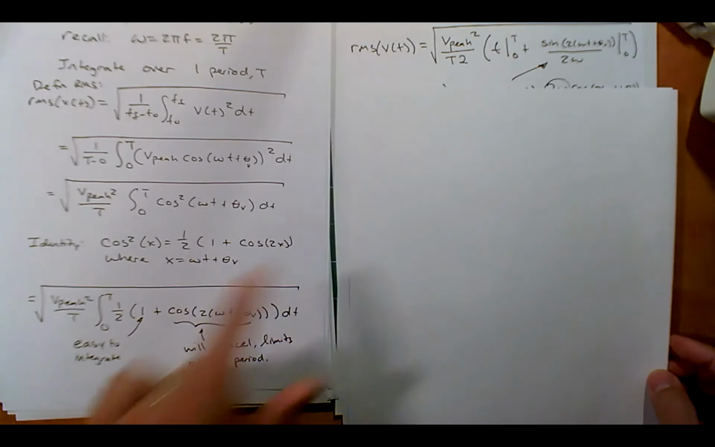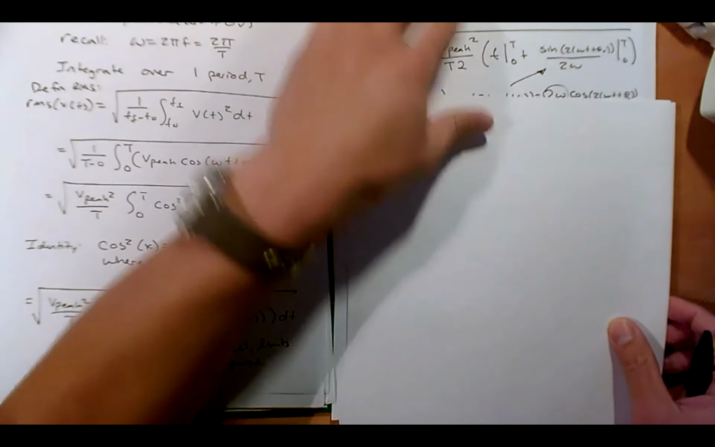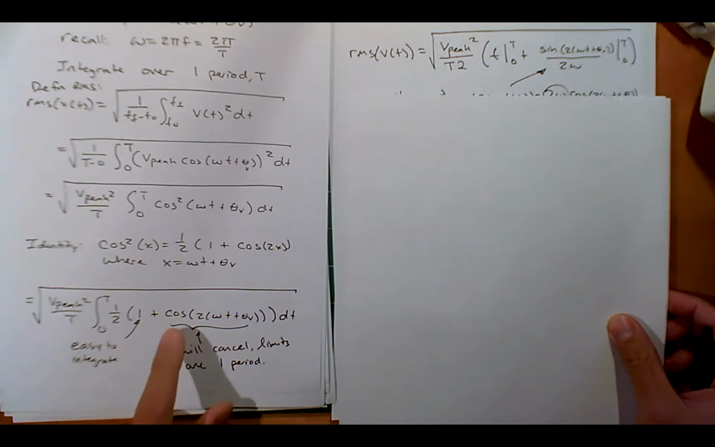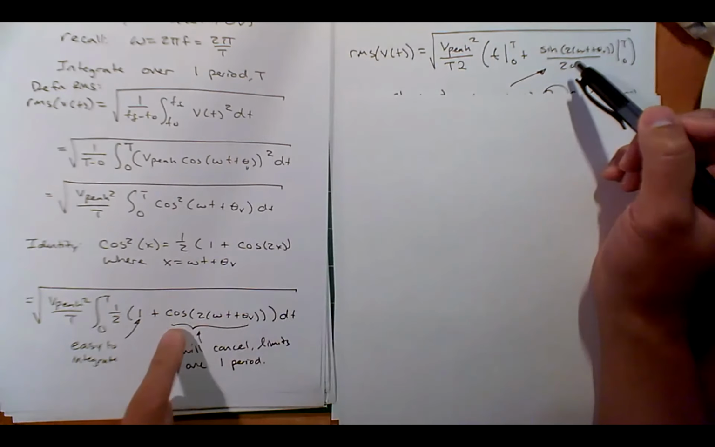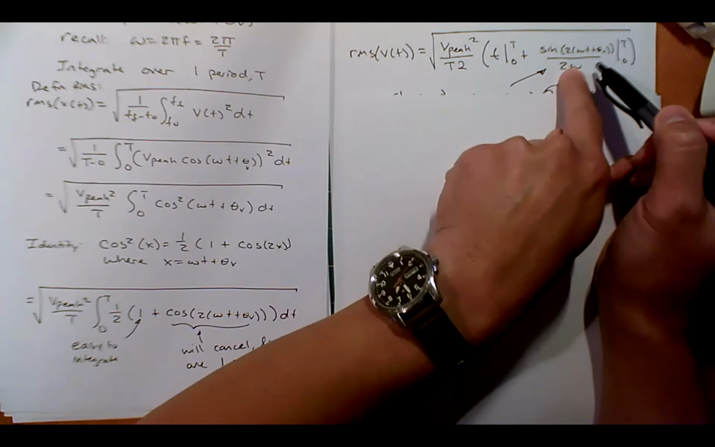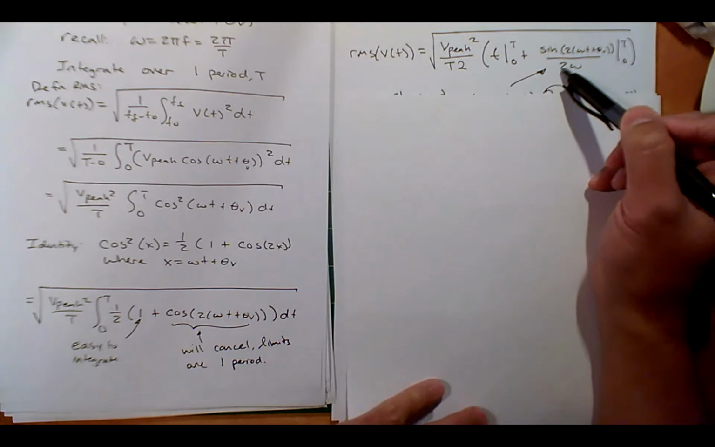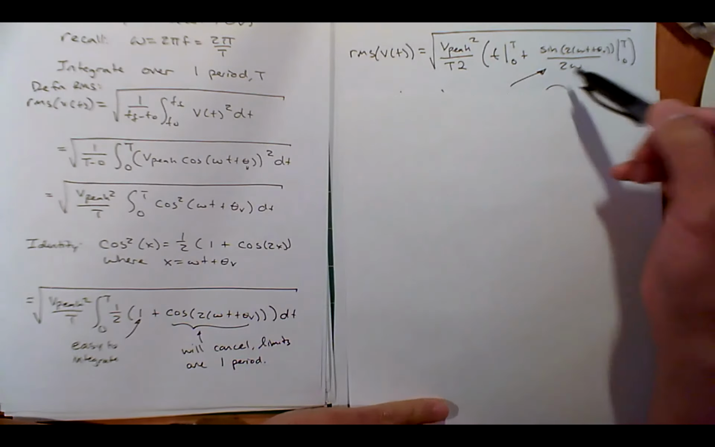All right. So if I integrate a constant, I just get t, no problem. And then I have to put in my integration limits. If I integrate a cosine, what do I get? I get a sine, right? The derivative of sine is cosine, yep. And I have to have that extra 2 omega here.